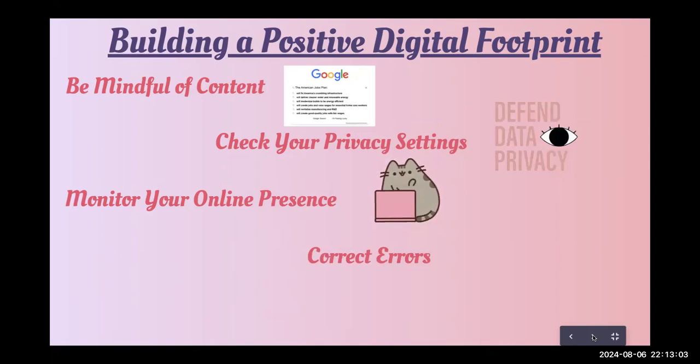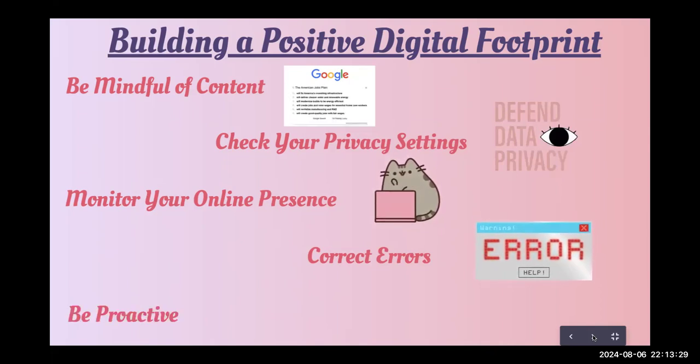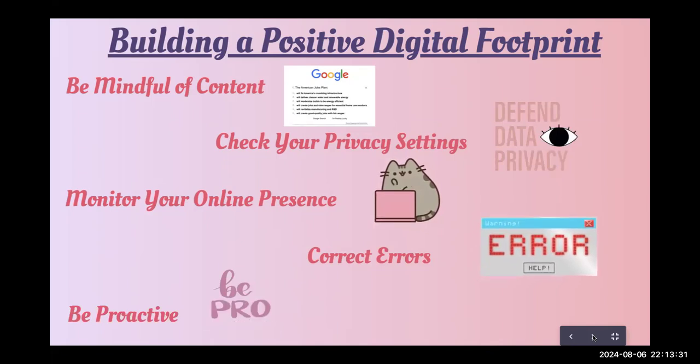Next is correct the errors. If you find any incorrect information somewhere, take steps to correct it. It's important, because it's not always the case that whatever information is available on Google is correct. There is a lot of fake information being floated around. So if you find that there is an error in a particular post, try to expose it and bring the error to the attention of other people also.